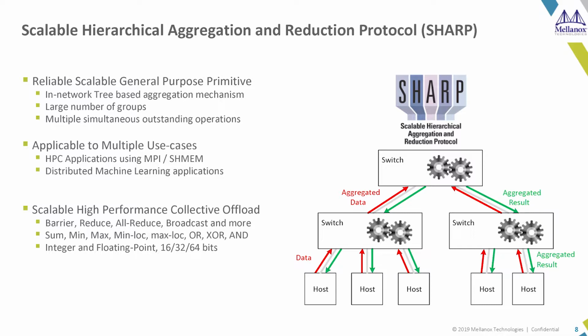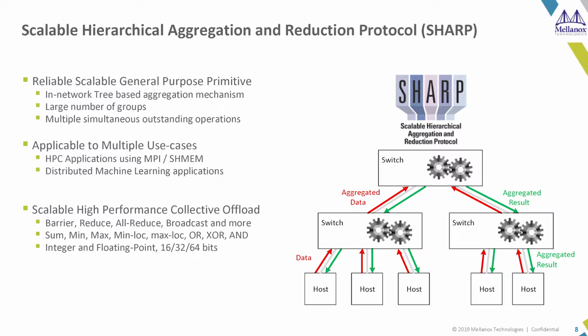The key idea here is that one builds a reduction tree within the switch fabric. We have a switch fabric here that looks like a fat tree, but it's not restricted to that by any means. The network topology does not need to be a fat tree at all. But a reduction tree is built within the fabric, and reductions are performed over that reduction tree.